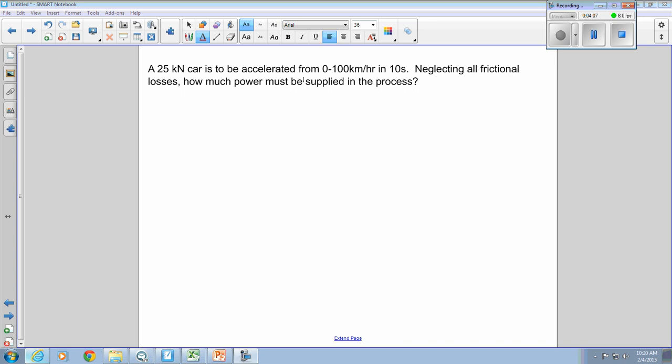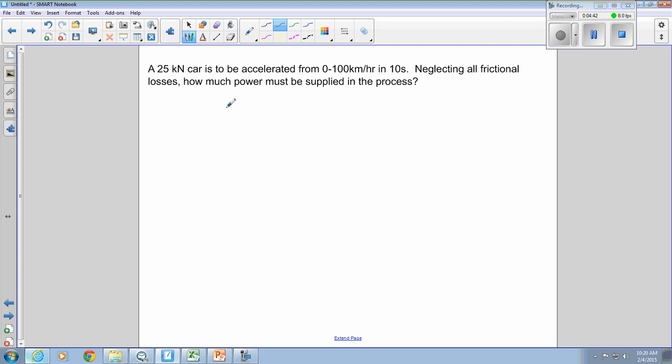The next example problem is a little more involved. We've got a 25 kilonewton car. It's going to be accelerated from 0 to 100 kilometers per hour in 10 seconds. We're going to neglect all the frictional losses and determine how much power must be supplied during this process. So we've got a 25 kilonewton car going from 0 to 100 kilometers per hour in 10 seconds.